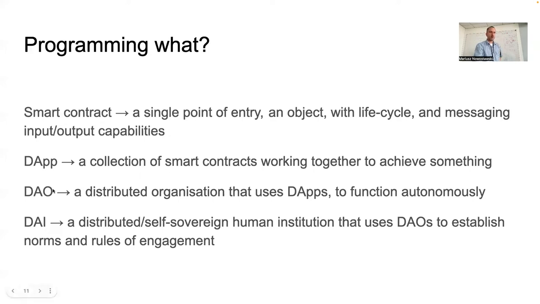So we don't have the last one, the distributed self-sovereign institutions. We are at the point of experimenting and deploying DAOs and dApps and smart contracts, right? We will start with simple smart contracts, and then we can talk about how they can be turned into a DAO, right? And we will give some examples. Any questions about that? Does it make sense?